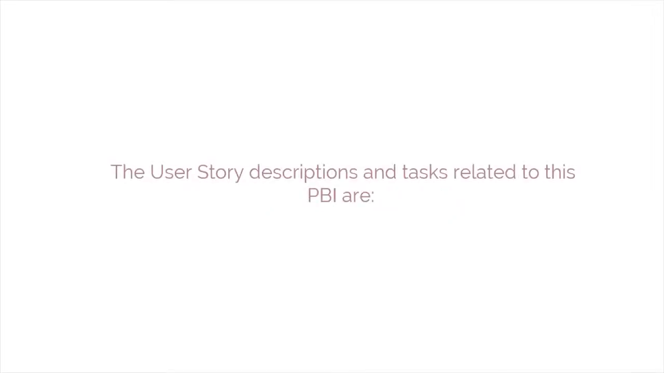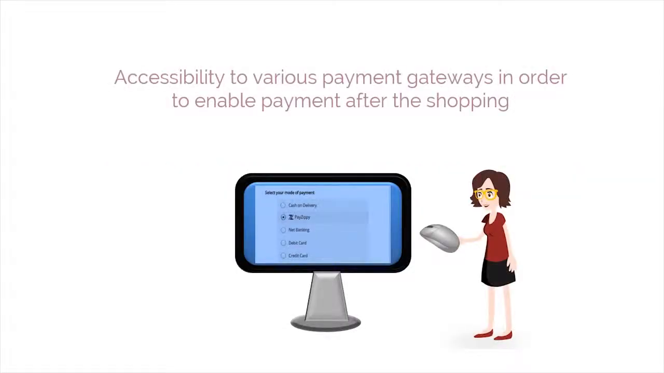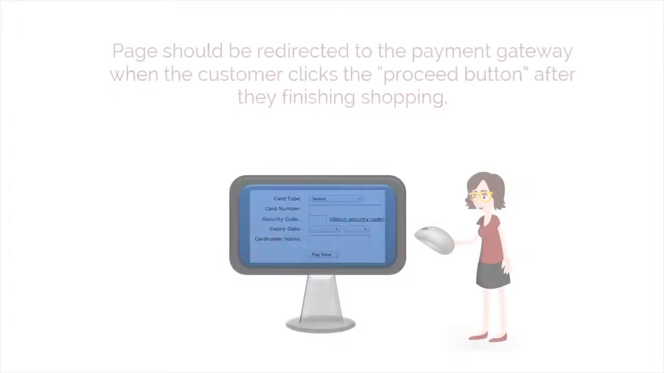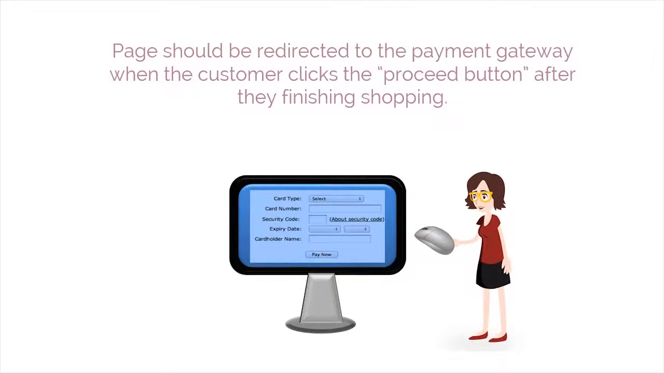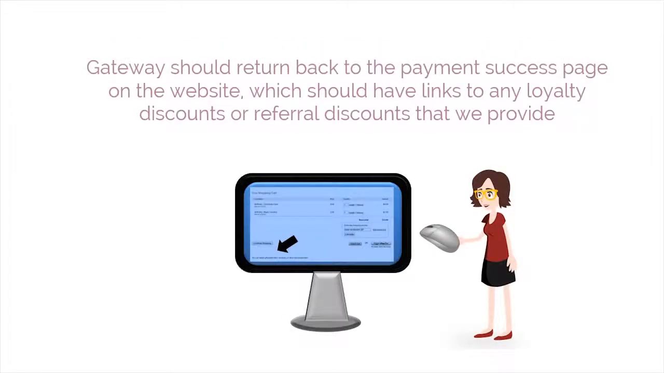Payment mechanism. This is the next item in the list of PBIs. The user story descriptions and tasks related to this PBI are: the website should also have accessibility to various payment gateways in order to enable payment after the shopping. The page should be redirected to the payment gateway when the customer clicks the Proceed button after they finish. The gateway should return to the payment success page on the website, which should have links to any loyalty discounts or referral discounts that we provide.